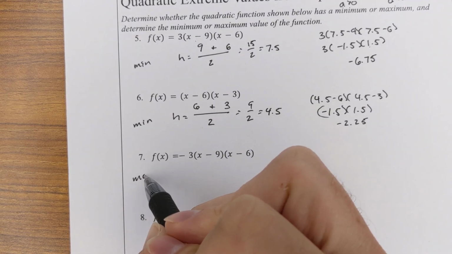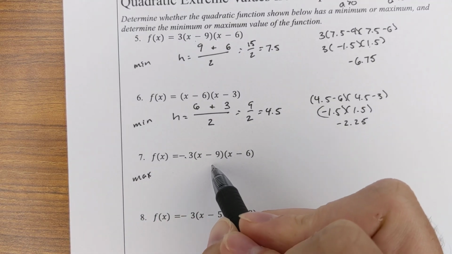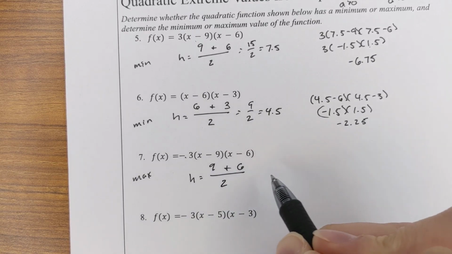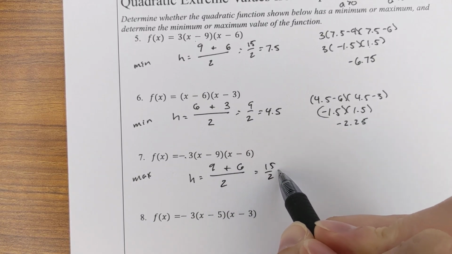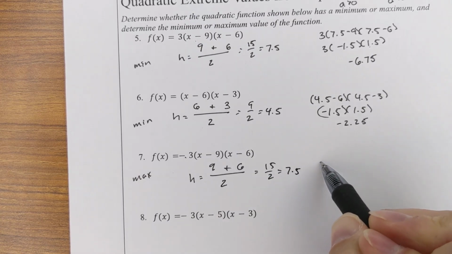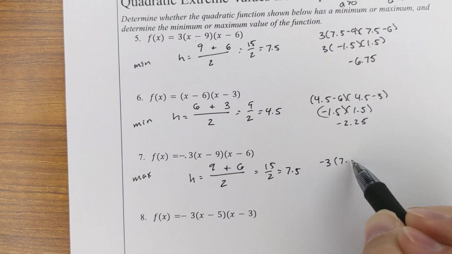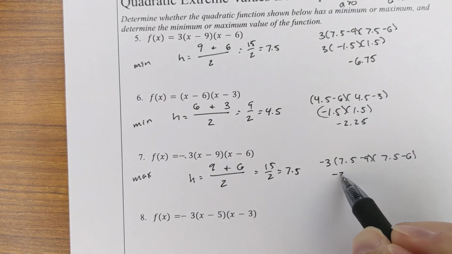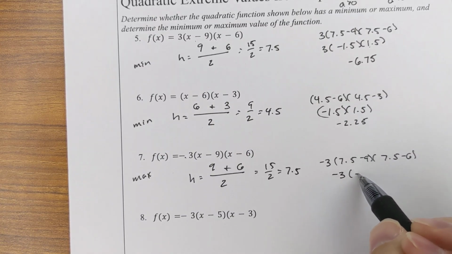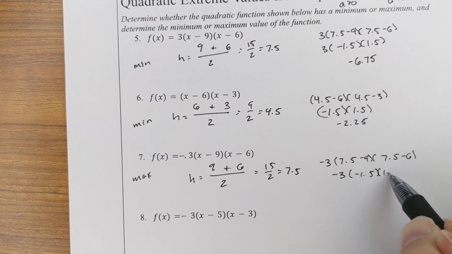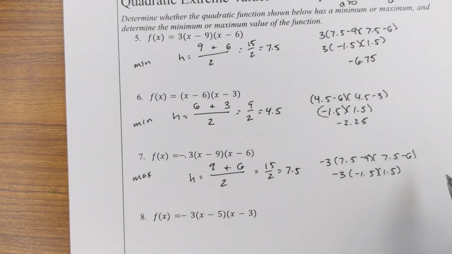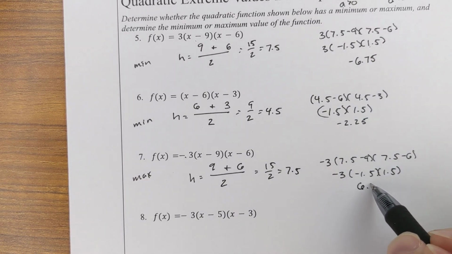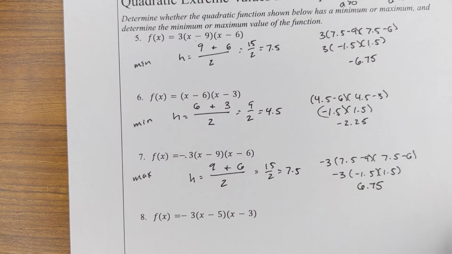So number 7 will have a max, a value is negative. So my zeros are 9 and 6. Add them up and divide by 2. So that's 15 over 2 again, or 7.5. So negative 3, 7.5 minus 9, 7.5 minus 6. So negative 3 times negative 1.5 times positive 1.5. This is actually the same problem we just had up here, just the signs are a little bit different. So it's going to come out to be positive 6.75.